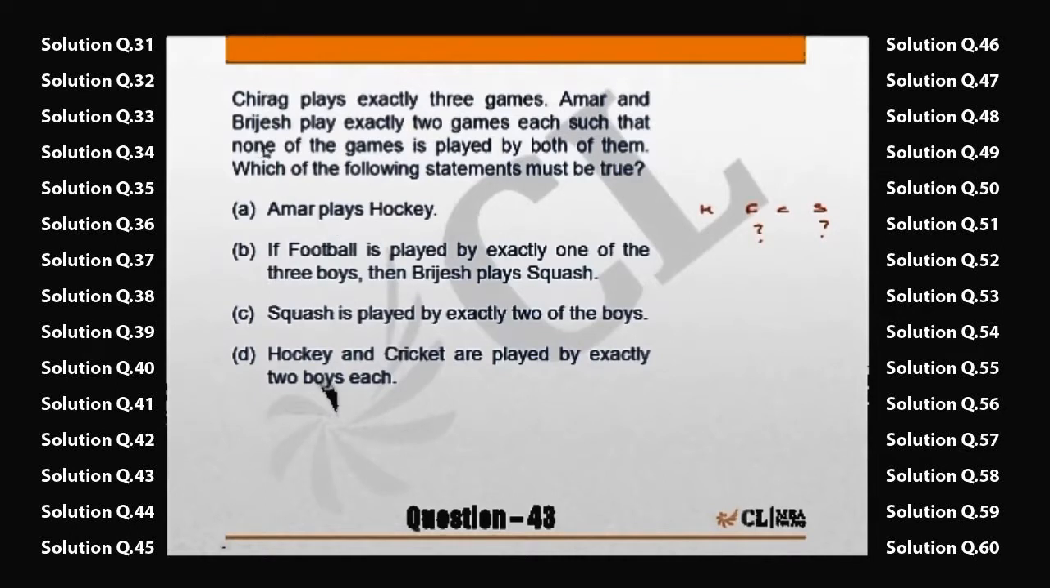Amar and Brijesh played 2 games each. And none of the games is played by both of them. That means Amar and Brijesh cannot play the same game. Both of them play 2 games, but there is no common game between the two. Which of the following must be true?